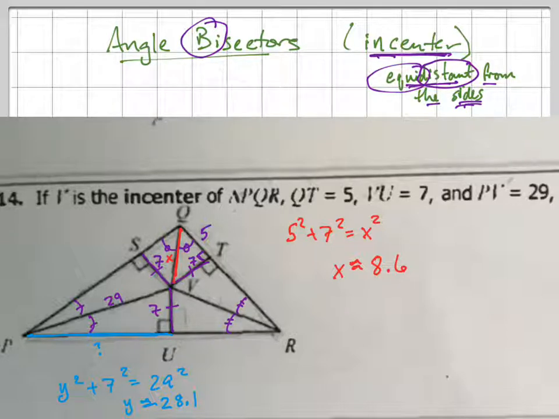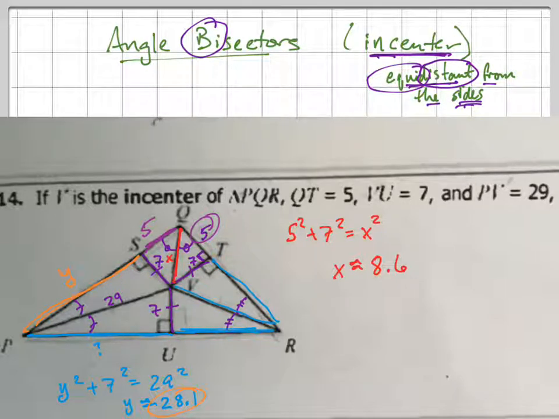So let's see what else we can find. Now we can't really find this line, and we can't find this line, because we don't have enough information. But we can find this line. That's going to be the same as y, 28.1. And we can find this line up here. That line is the same as 5 because of similar triangles that we have in our drawing there.